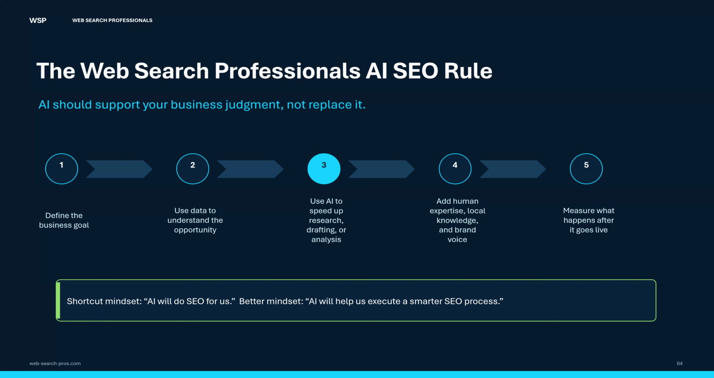So the first thing you want to do is, what's my business goal, right? Trying to get more patients in the chair. We're going to use data to understand that opportunity, and AI can actually do a lot of that research for you. We're going to add your local knowledge and expertise and brand voice to the AI, and then we're going to go ahead and push things out to the web and then measure what happens so that we can keep improving. And a great AI mindset is AI will help us execute a smarter SEO process, not do it for us.